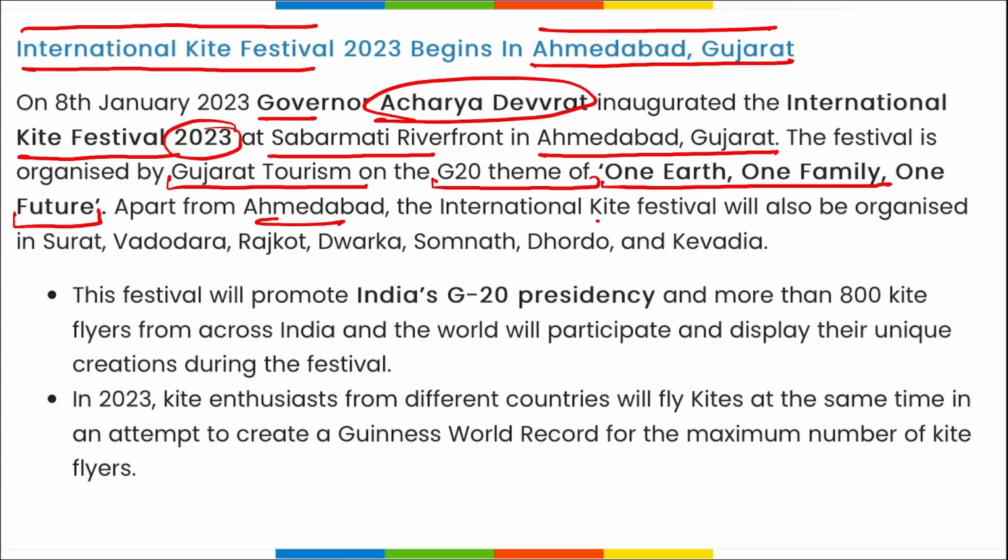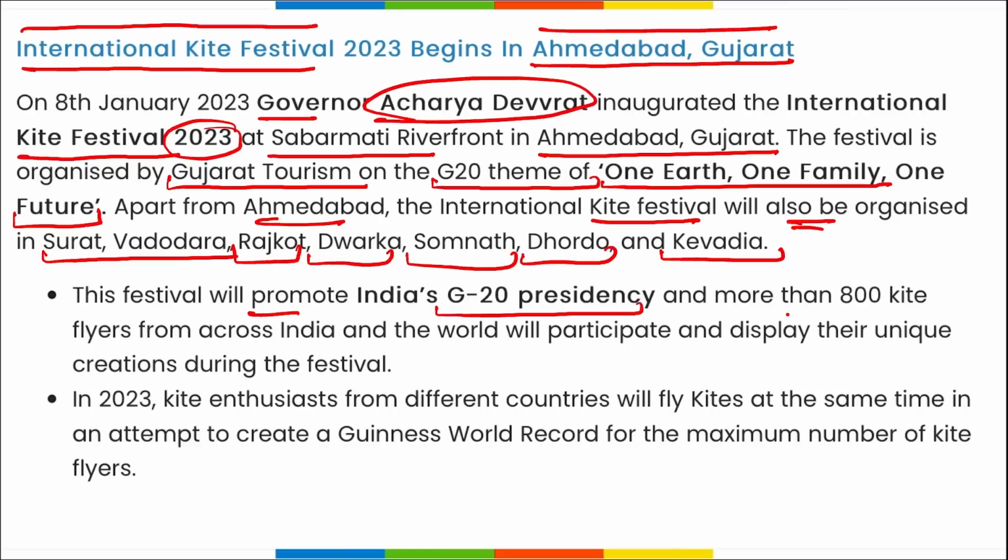Apart from Ahmedabad, the International Kite Festival will also be organized in Surat, Vadodara, Rajkot, Dwarka, Somnath, Dharoda and Kevadia. So these are also the locations where this particular kite festival will be observed. This festival will promote India's G20 presidency, and more than 800 kite flyers from across India and the world will participate and display their unique creations during this festival. This unique creation means different types of kites with creative ideas that will be flying in this festival. So this International Kite Festival, where was this? This was in Ahmedabad, Gujarat.